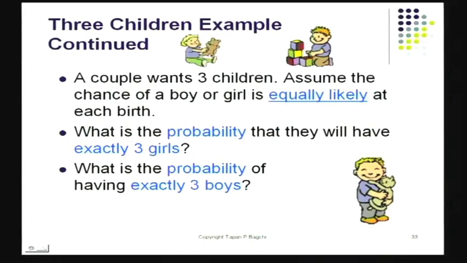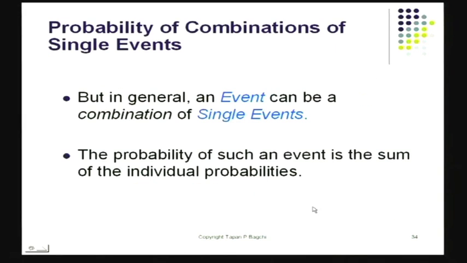And what about the probability of exactly 3 boys? Again, it's going to be the same. But let's try to make it more complicated. We can make it more complicated, and we'll slowly try to do that.